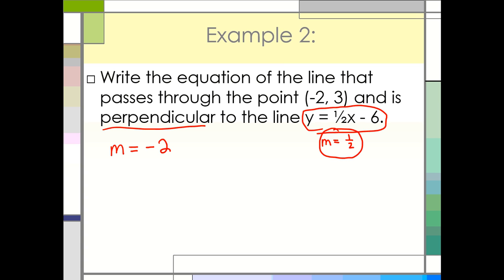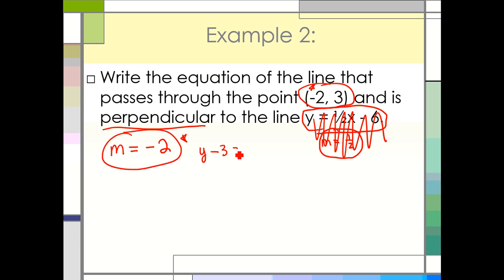So, opposite reciprocal. Now that I have this information, I have my slope, I have my coordinate right here. We don't need any of this anymore. We have our information. We can get rid of that excess information. So let's write the equation of the line that goes through this coordinate and has this slope. So y - 3 = -2(x - (-2)).